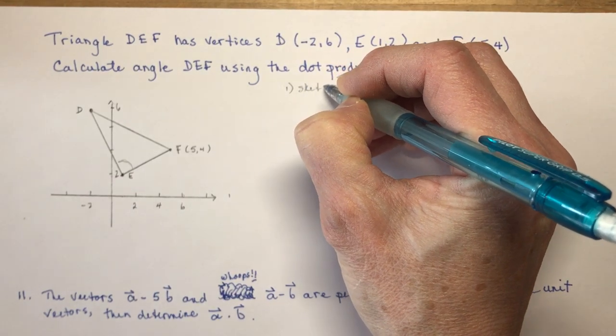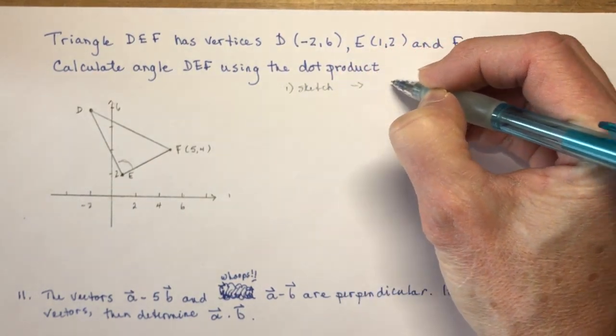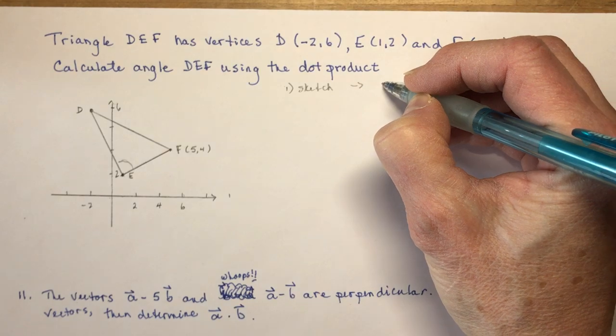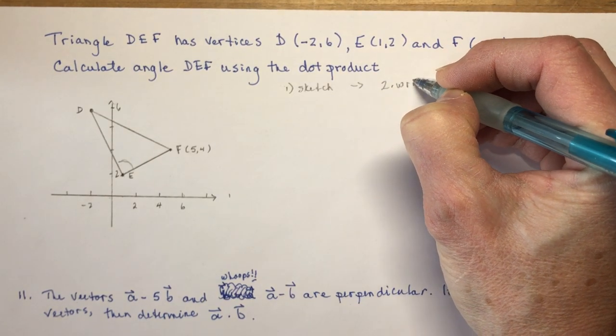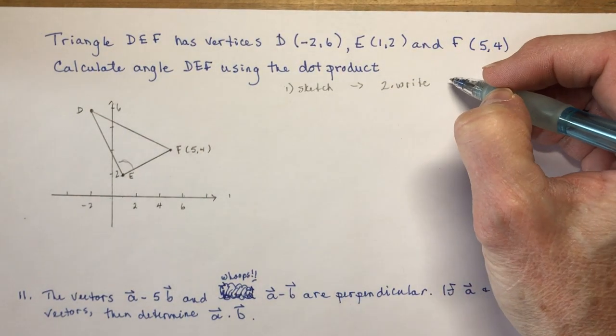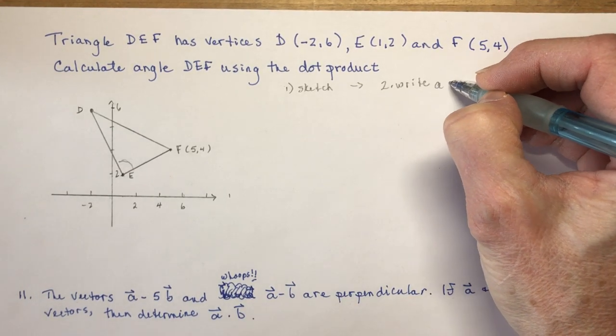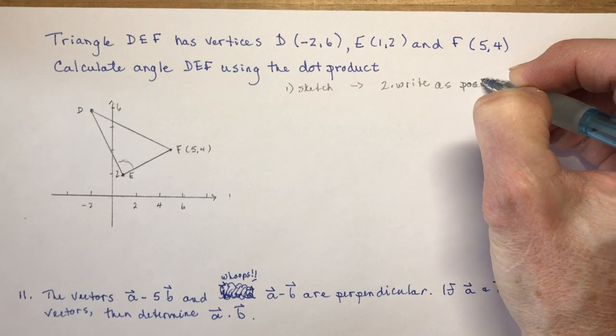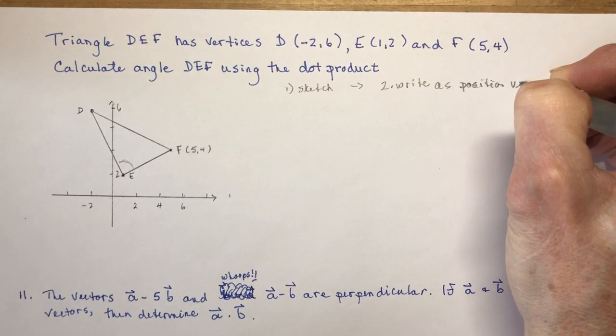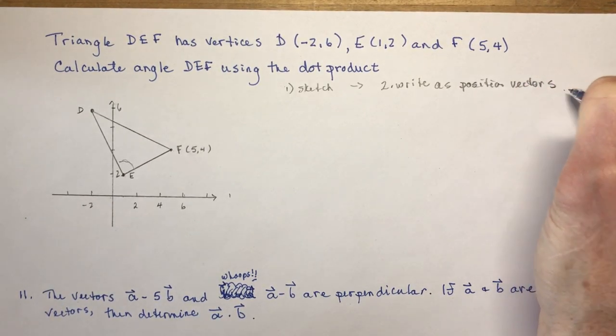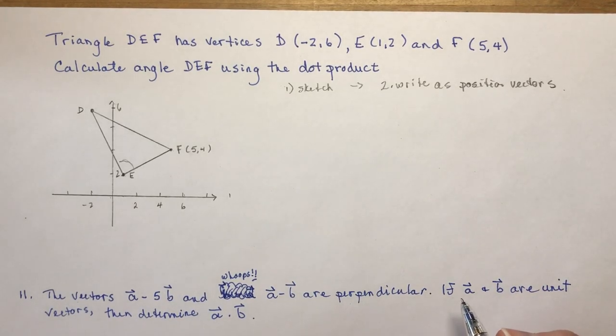But the second thing I need to do is write the position vectors. So write as position vectors. That's so that I can use the magnitudes properly and determine the angle. If you tried to do this without doing that, you're not going to get to the right place.